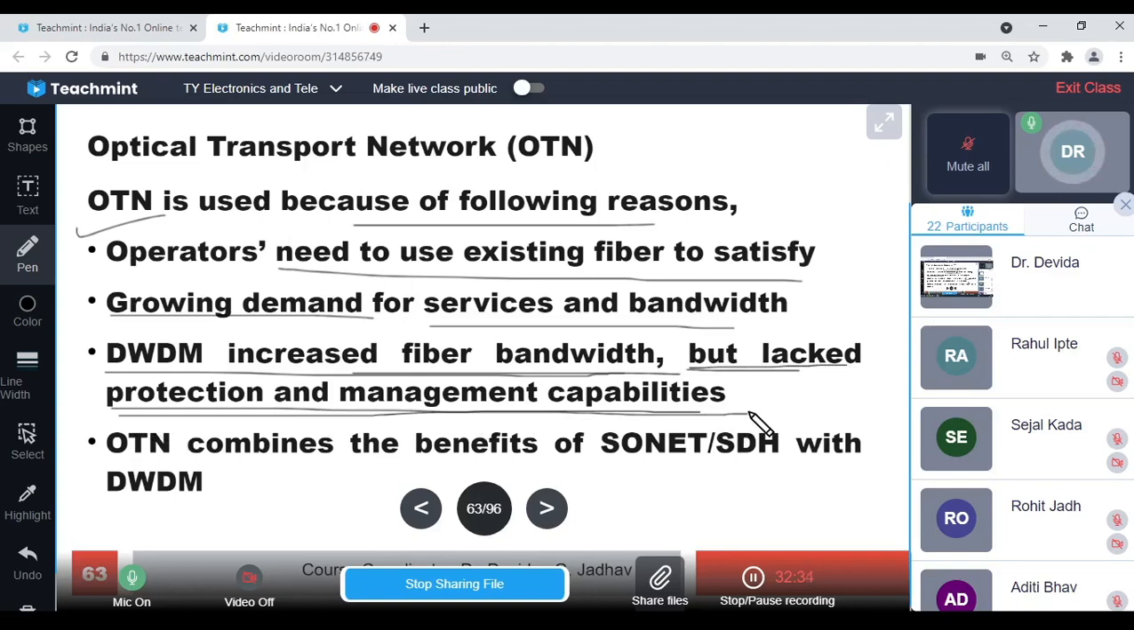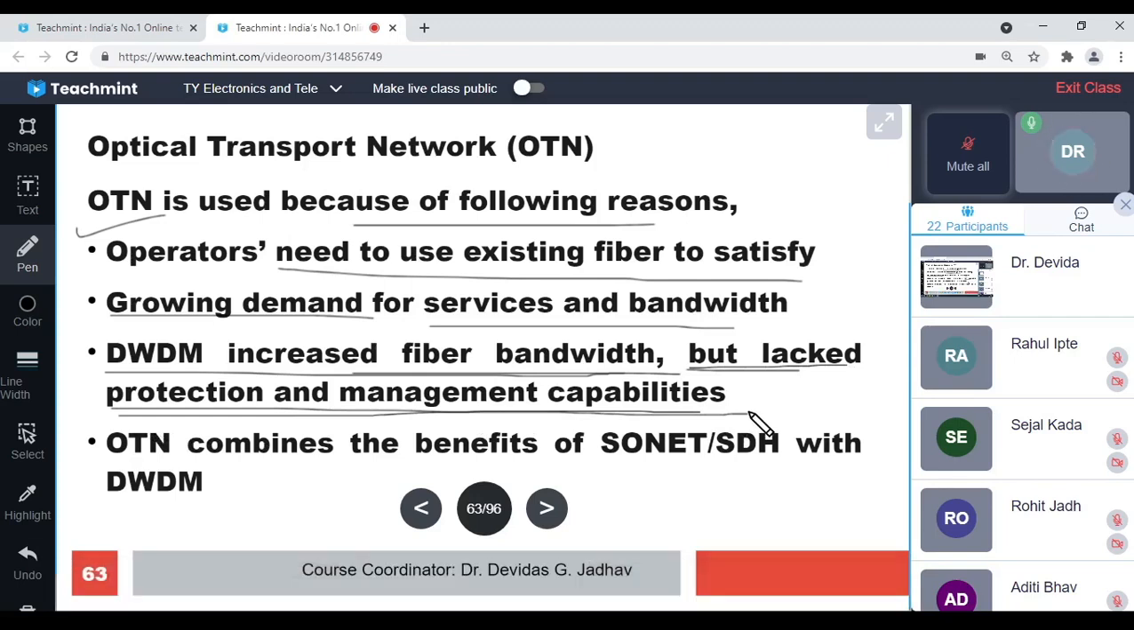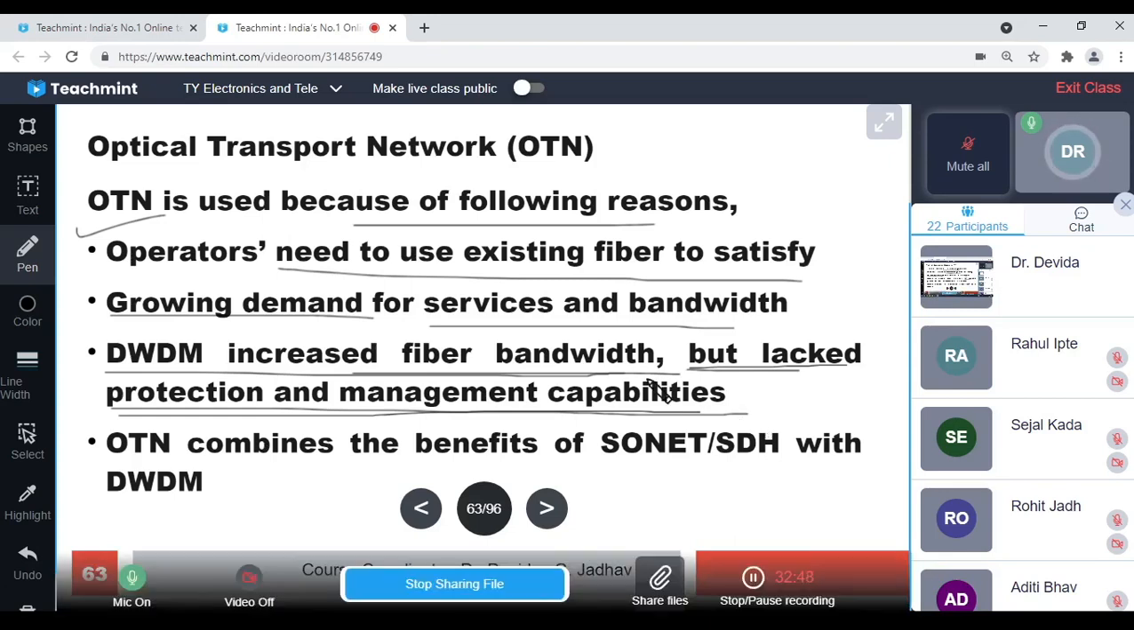Okay, it only has the feature of increasing the bandwidth. It has nothing to do with the protection and management capabilities. Now, as the operator needs the existing fiber to satisfy the growing demand of the services and bandwidth, it has to satisfy the demand of the services, demand of the bandwidth, and DWDM increases the fiber bandwidth. So DWDM is to be used, but DWDM is not looking for protection and management capability, it is lacking.